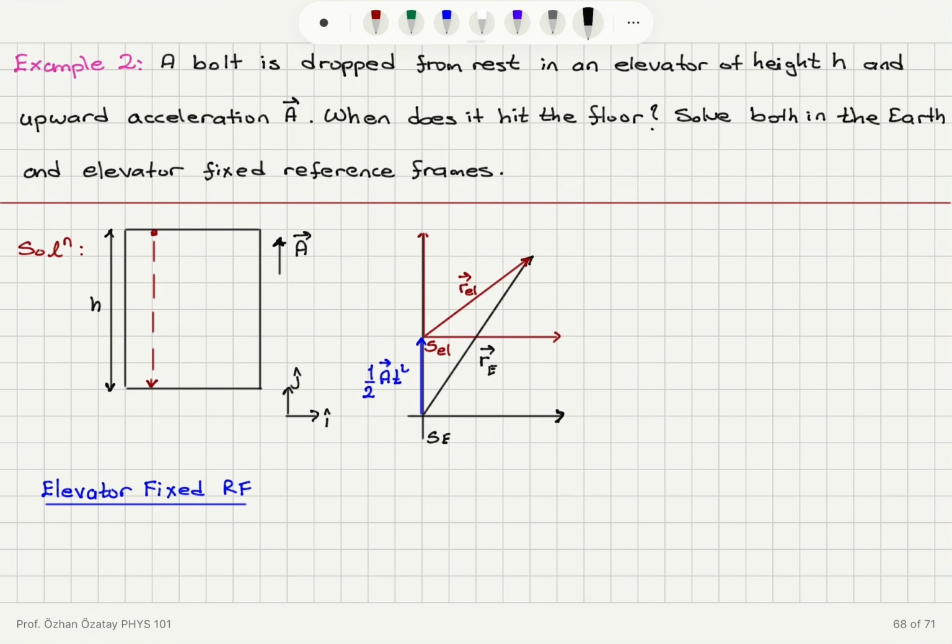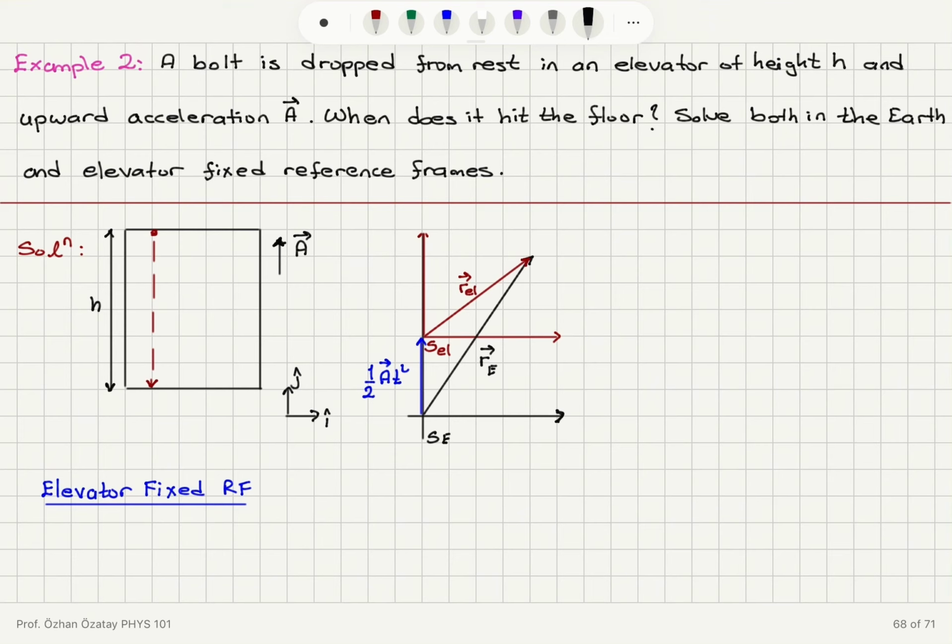Okay, let's move on to the next example. A bolt is dropped from rest in an elevator of height h and upward acceleration a. When does it hit the floor? Solve both in the Earth and elevator fixed reference frames.